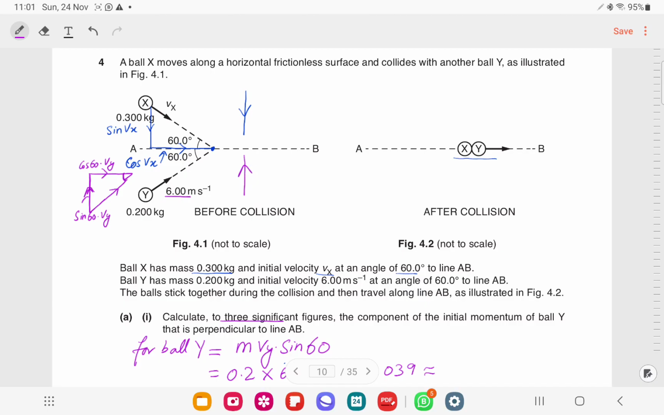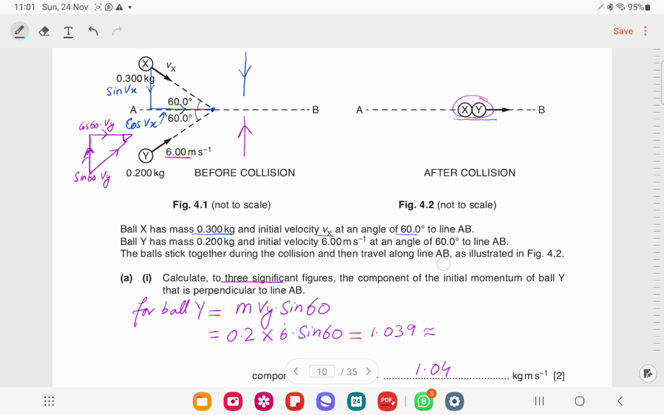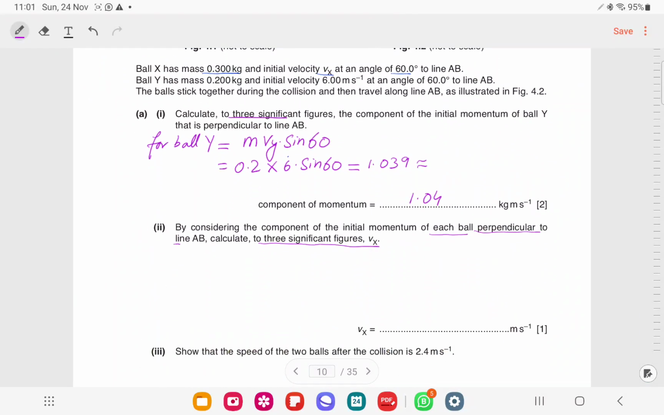Okay, and by the way, after impact what is happening? There is no vertical component for either X or Y. Okay, so therefore, from the initial momentum of each ball perpendicular to the line AB, we have to calculate the value of Vx.